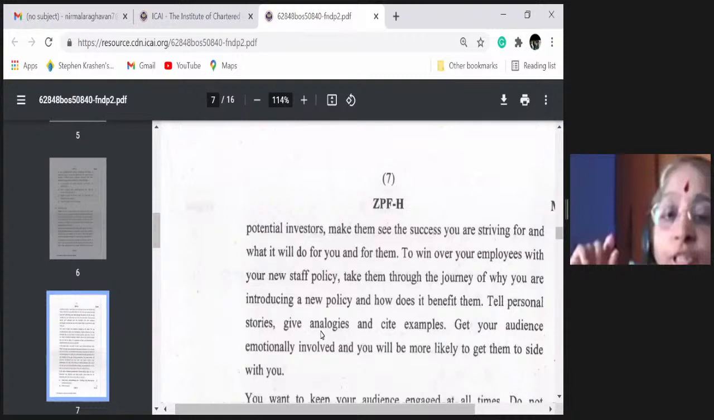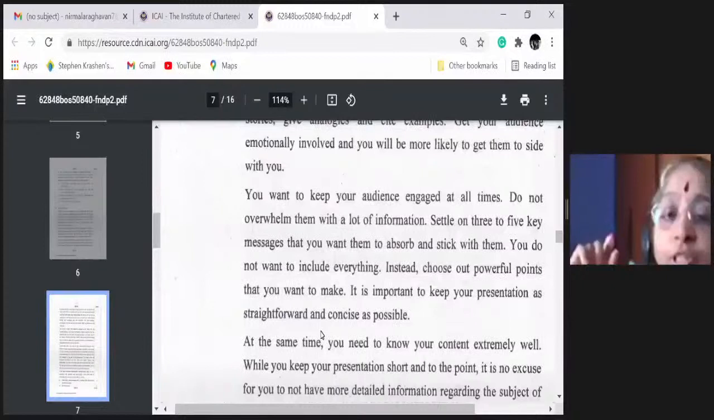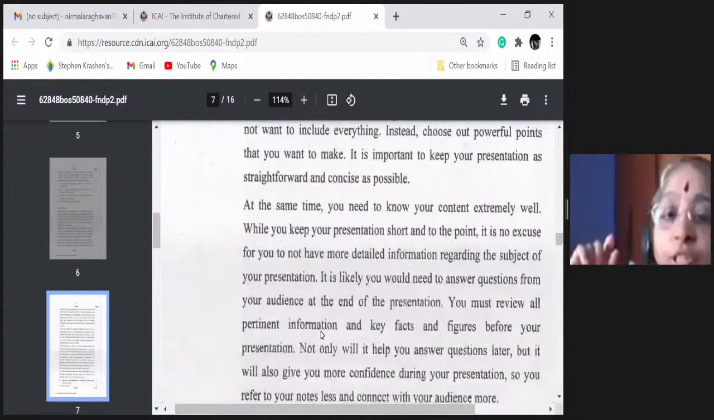Then powerful points, straightforward and extremely well, presentation short, it's not excuse. Information I've already said. Then answer maybe ANS and a dot. I am telling you all the possible ones. Doesn't mean you must write 10 or 20. Okay.